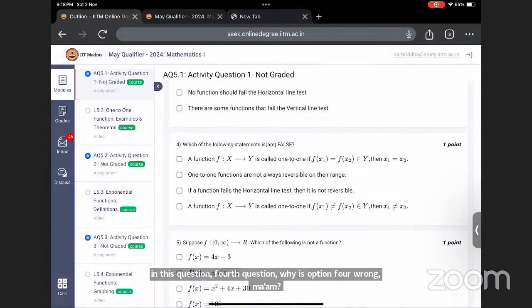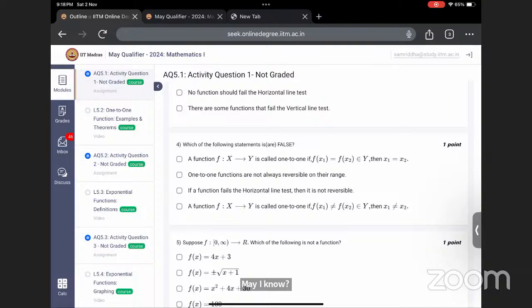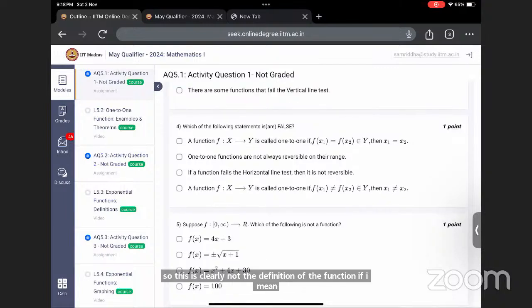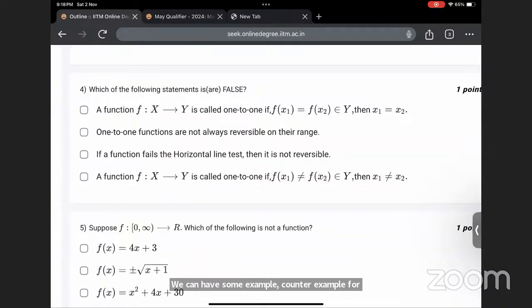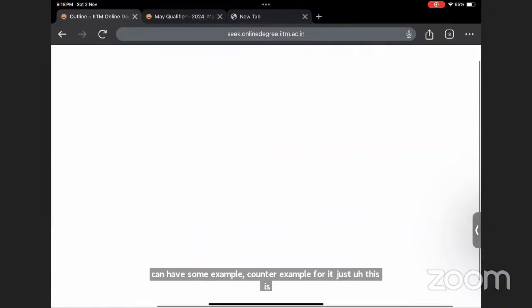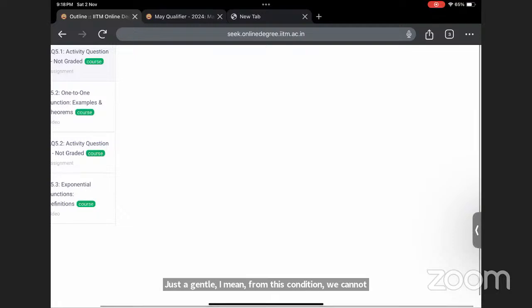Okay. So what is the option for? A function f from x to y is called 1, 1 if f of x1 not equals to f of x2 implies x1 not equals to x2. So this is clearly not the definition of the function. We can have some counter example for it. From this condition, we cannot say anything about a 1, 1 function, no?